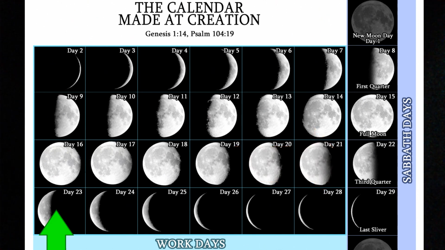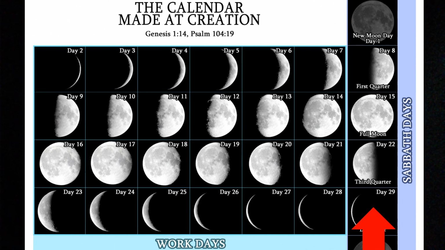A work day, a work day, a work day, a work day, a work day. And then you work for 6 days. You see, from the Sabbath to the next Sabbath, there are 6 days in between. Between every Sabbath, there are always 6 days. So you work for 6 days, and then you rest on the 7th day.